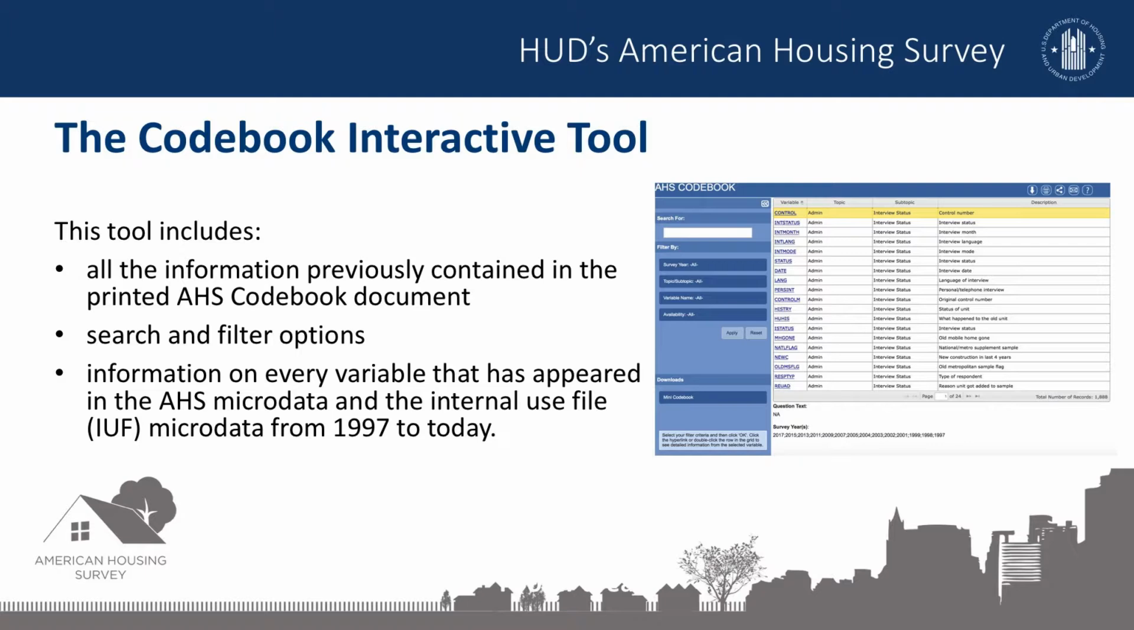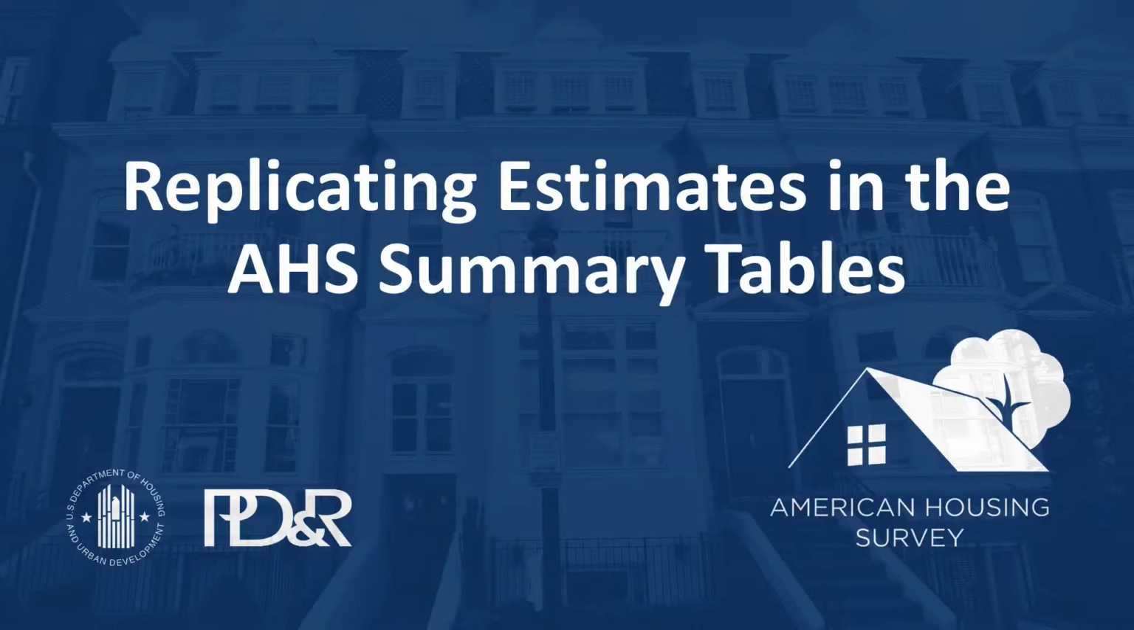But we are working towards including all years of the AHS PUFs into the codebook, so stay tuned for updates. You can find this tool in the Codebook section of the American Housing Survey website. Now, we'll look at how users can replicate estimates in the AHS summary tables.